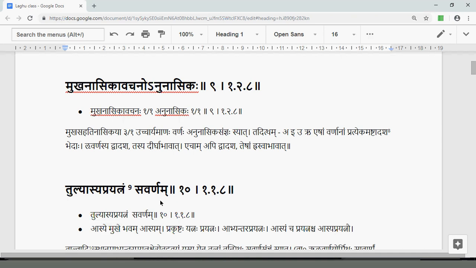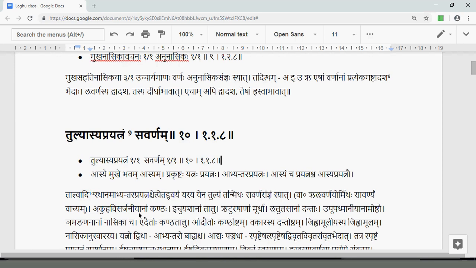They'll be categorized into having the same varna category rather. Savarnam, what is that? Tulyasya prayatnam is prathama ekavachana. Savarnam is also prathama ekavachana. And tulyasya is one pada. So there are only two padas. Tulyasya prayatnam savarnam. Savarnam is a sanya.